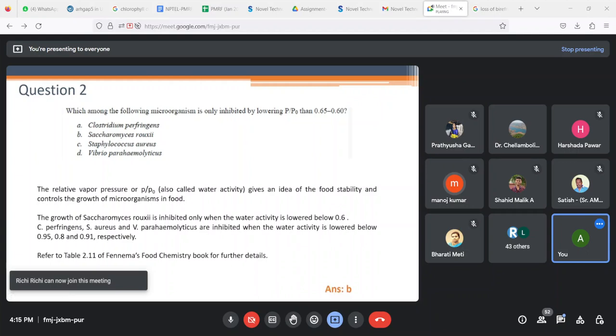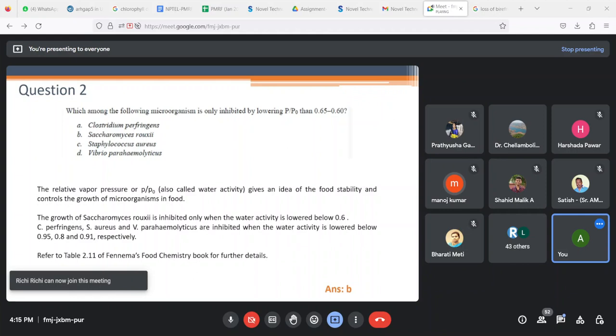In this session at least, if you find that this part of the question was not there in the video lectures, let me tell you that this was in the assignment question, and these are all from the book of Fennema's Food Chemistry. So if you want, you can refer back to this book for further details.